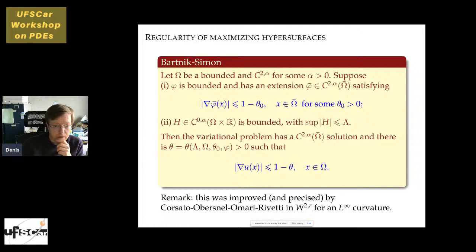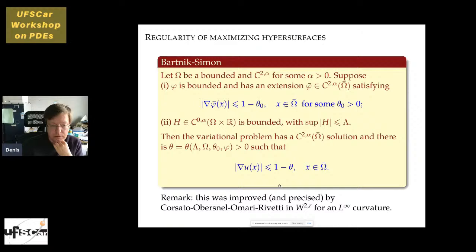Okay, now using these two fundamental tools, the seminal result of Bartnik and Simon is that if omega is a C2,alpha domain, and if the boundary data has an extension which is C2,alpha with a control on the gradient inside the domain, and if your function h is C0,alpha and bounded, then the variational problem has a C2,alpha solution and you have a control everywhere of the gradient. Okay, that's the fundamental result.